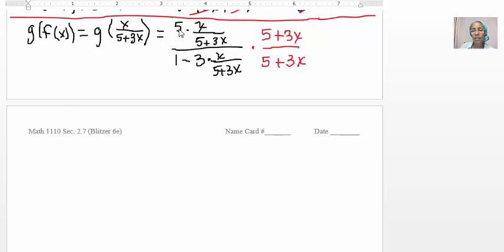All right, and I see that what happens when I multiply 5 times x over 5 plus 3x times 5 plus 3x, I simply get 5x. And when I multiply 1 times 5 plus 3x, I simply get 5 plus 3x. And when I subtract 3 times x over 5 plus 3x and multiply that term by 5 plus 3x, I simply get a minus 3x.